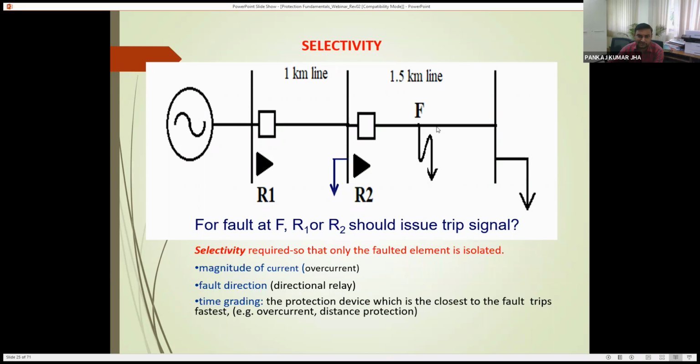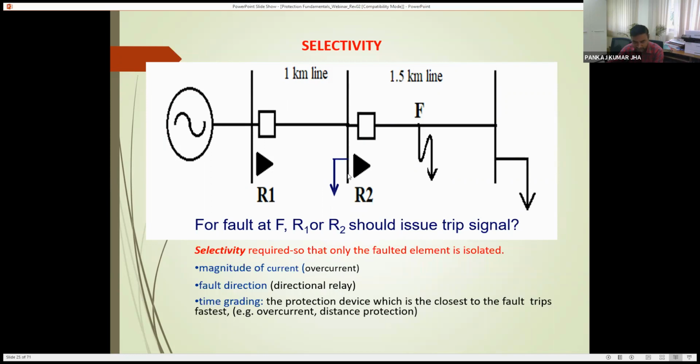Selectivity means suppose there is a fault at this point F. Now for this fault at F, my relay R2 should operate, and if your R2 fails to operate, then R1 should operate. Again, for the selectivity purpose, your R2 should operate first. If R2 operates, there will be the minimum disruption in the power system network. Only this line will be isolated, and the second line will be in service.